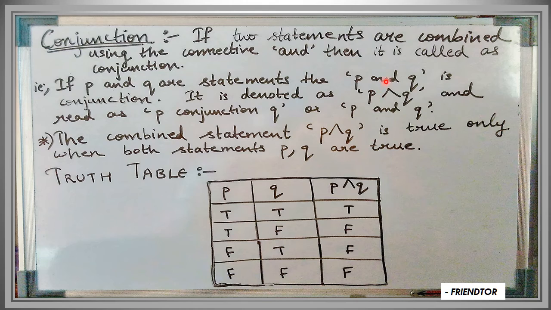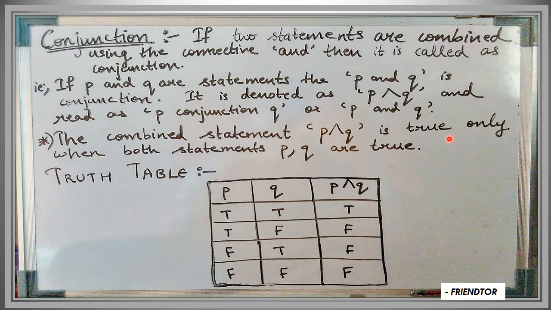This symbol we already saw in the tabular form in the beginning, and it is read as P conjunction Q or P and Q. Now the combined statement, that is the resultant statement P and Q, is true only when both the statements P and Q are true. If both the statements are true, then their conjunction is also true.